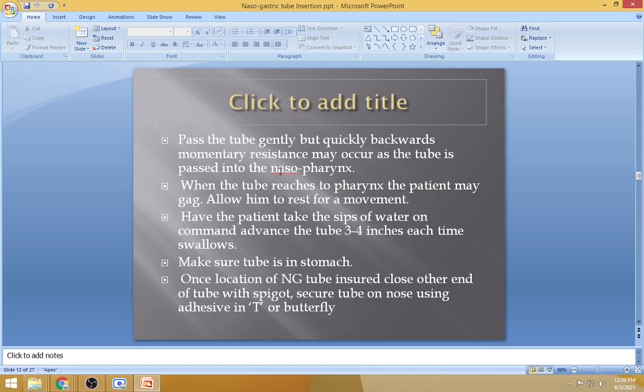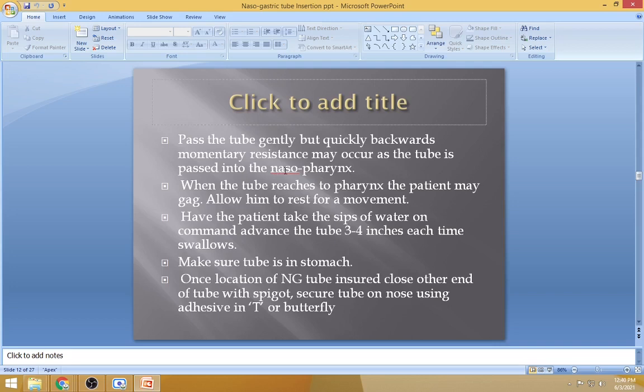So what you will do, you will tell the patient to swallow. Try to tell the patient to swallow. Okay, when the patient swallows, the epiglottis closes over the larynx, so the tube will easily go inside the esophagus.